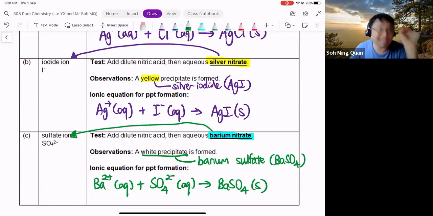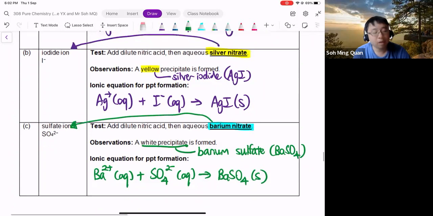And when you revise, that's how you revise: linking things together, being able to identify what am I testing for? I am testing for sulfate because I'm adding barium nitrate. This is a particularly important skill because later on when you go to the lab, the practical instructions will just say add barium nitrate. They will not tell you whether it's a test for sulfate or not. You are supposed to know it's a test for sulfate because it says barium nitrate.